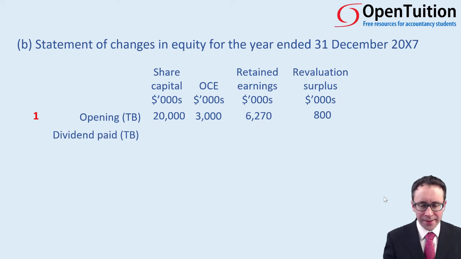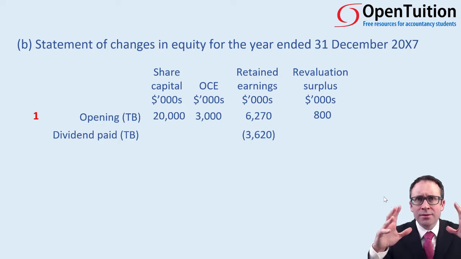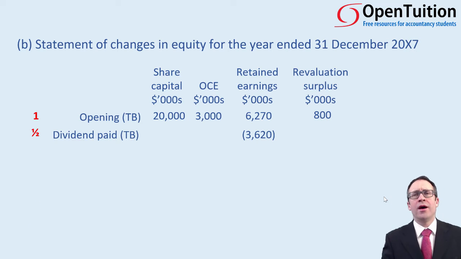I'll forget. Okay. Dividend, again, that comes straight from the TB, doesn't it? 3,620. Put it in brackets. Okay. So is that another half? That's 1.5 down, 8.5 more to go through there and pass.